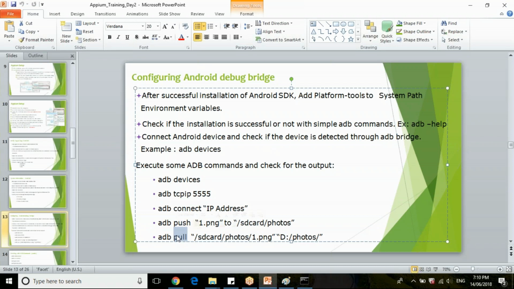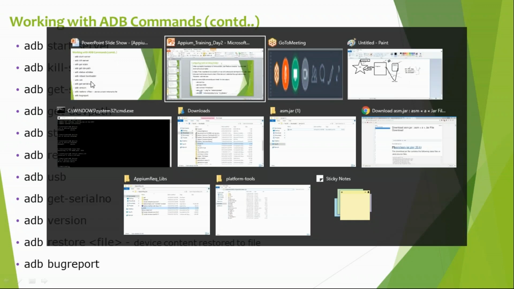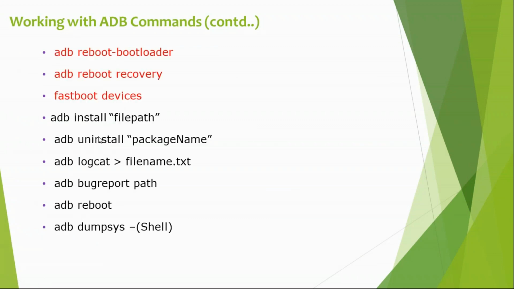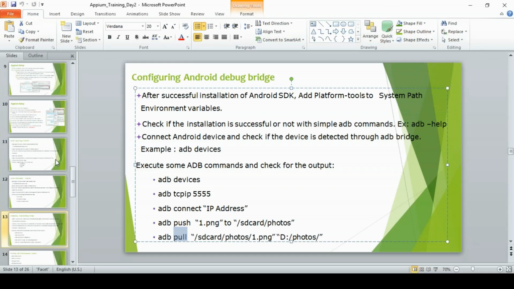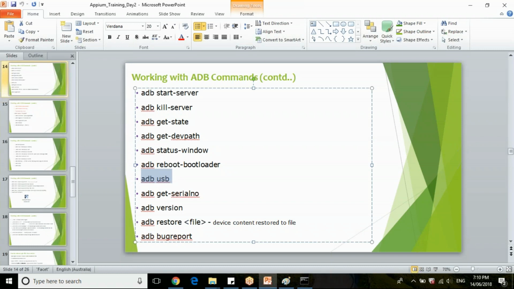Now ADB start-server will start your ADB server. ADB kill-server will stop it, and ADB get-state will tell what the ADB server state is. Then get-devpath will tell what the device connected path is. Then status window will just show you the status of your mobile device. Then ADB reboot is there. When I click reboot, it restarts the mobile device. Then ADB usb is there. If I do ADB usb, it will just scan the USB ports.